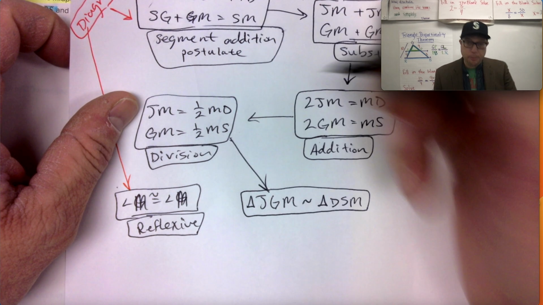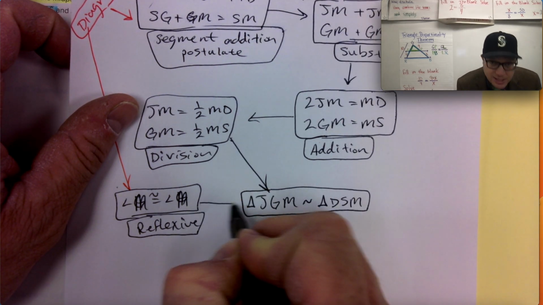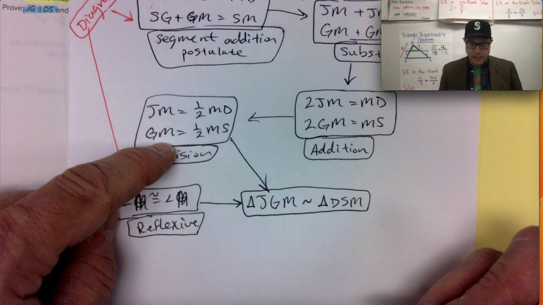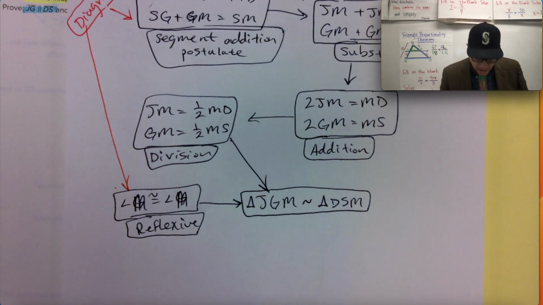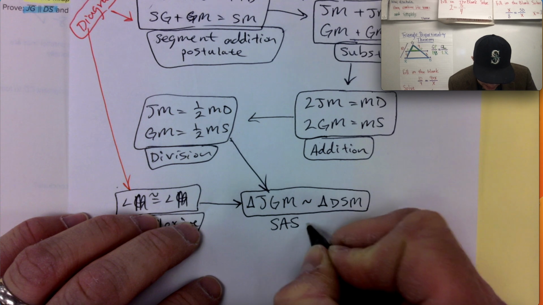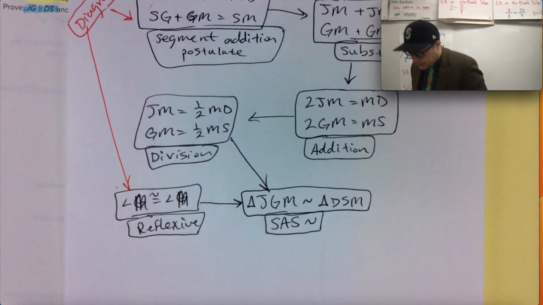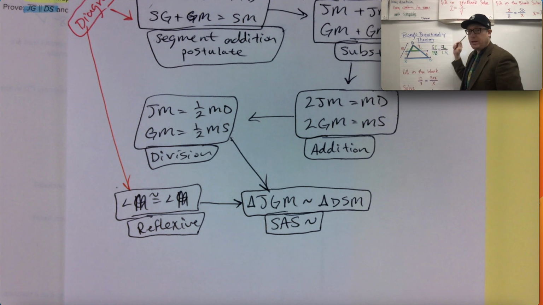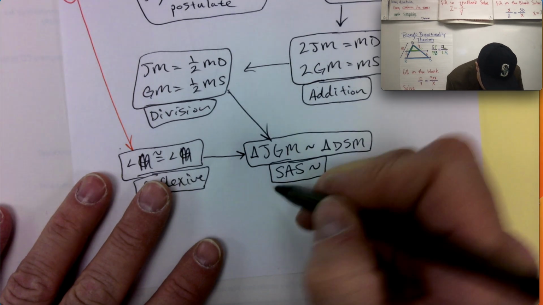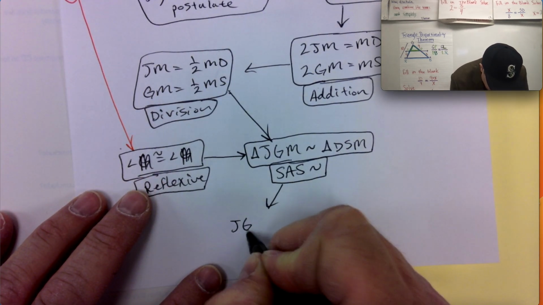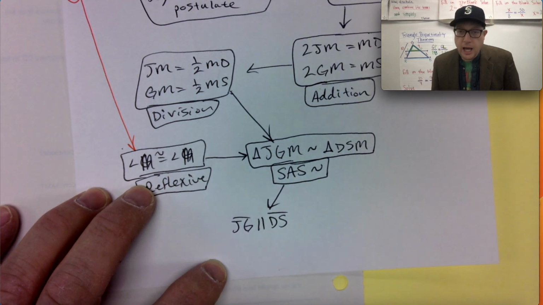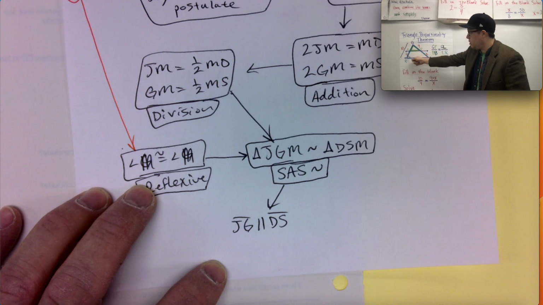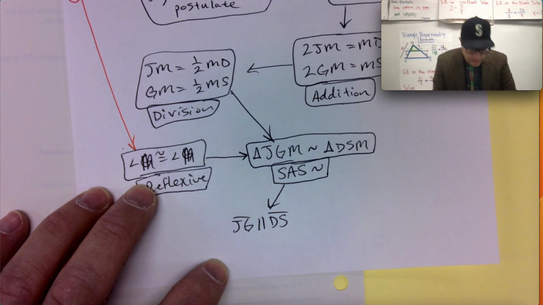So this is a pair of sides. This is, well, two pairs of sides technically, and then this is a single pair of angles that is included between the two sides. So by SAS similarity, those two triangles are similar, and if those two triangles are similar, by the triangle proportionality theorem, those lines are parallel. So two things happen here. JG is parallel to DS because corresponding angles, like that angle and that angle, are corresponding, therefore they have to be congruent.